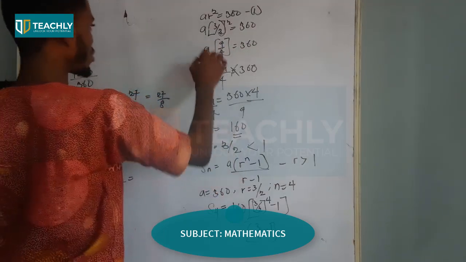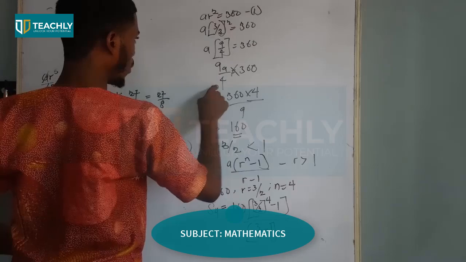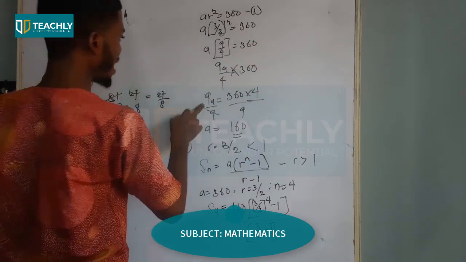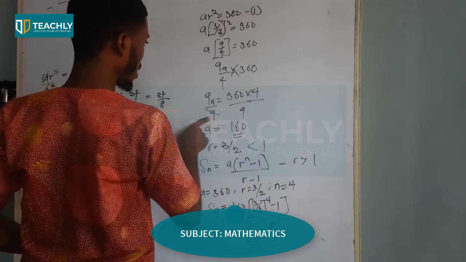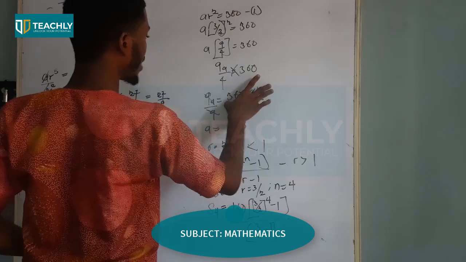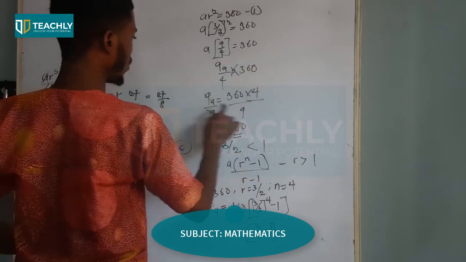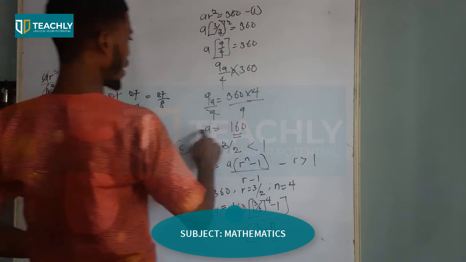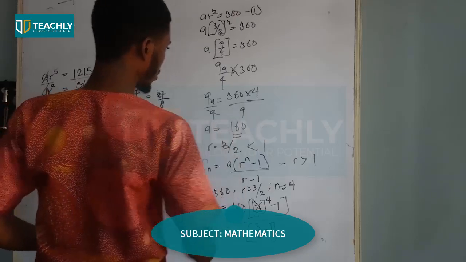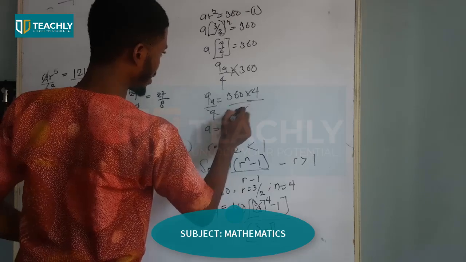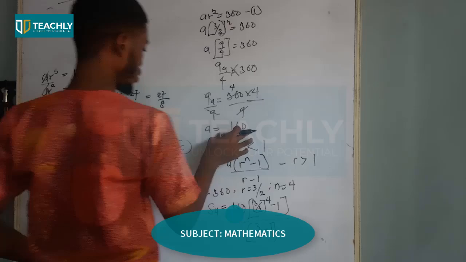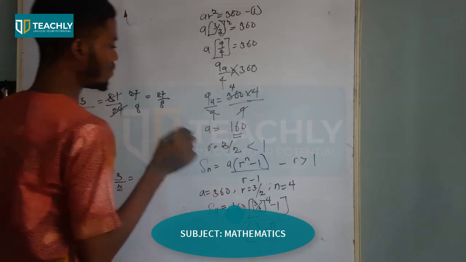So A times 9 is going to be 9A, and then over 4 is equal to 360. If you cross multiply, this 4 is going to come and meet this, and then we divide both sides by 9 to get A. When we divide both sides by 9, we got 160. That is 9 into 36 and 40, so 40 times 4 gave me 160.